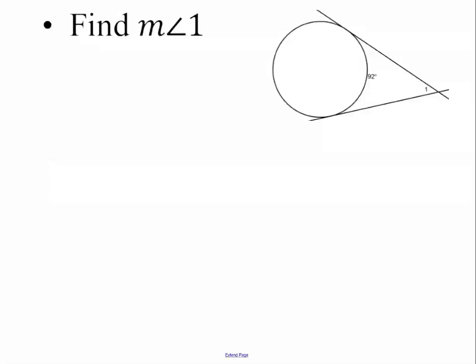All right, so here we have the angle, and we know the angle is going to equal half of the big arc minus the little arc. And here we're told that the little arc is 92 degrees. So the measure of angle 1 is going to equal half of the big arc minus the little arc.